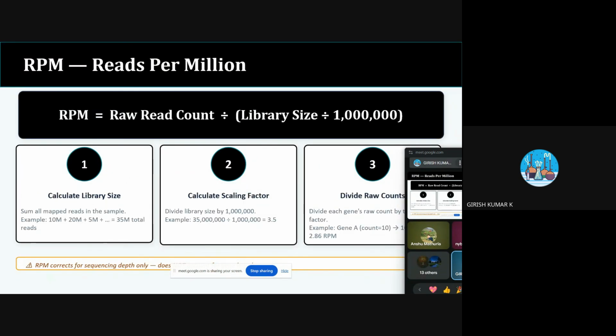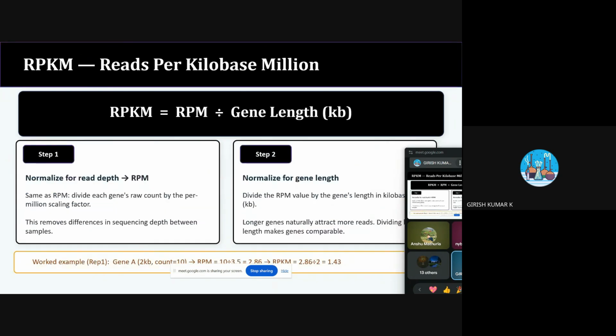In that, we do three normalization steps. One is the RPM, reads per million. It can be calculated by raw read count divided by library size, divided by 1 lakh. And then RPKM, reads per kilobase million. It can be calculated by the RPM divided by gene length. First, we have to normalize the read depth by the RPM, and then we have to normalize for the gene length.